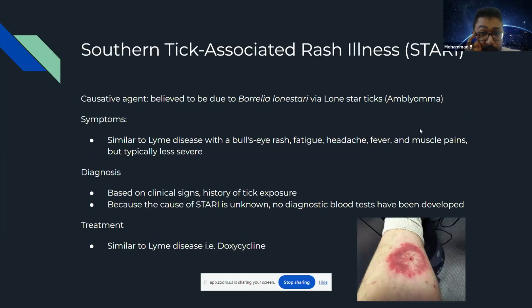Okay, the next disease is STARI. So STARI is a similar disease to Lyme, but it's a bit milder, and it's caused by Borrelia lonestari, and it's caused by the Lone Star tick. So it's almost the same thing as Lyme disease. It's diagnosed clinically, and there's no diagnostic test for this one because it's still debated as to what causes STARI. But the treatment remains the same as Lyme disease, and it's using doxycycline.